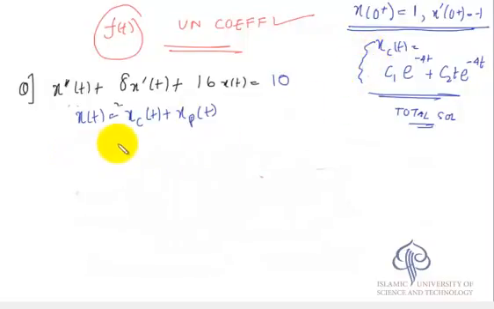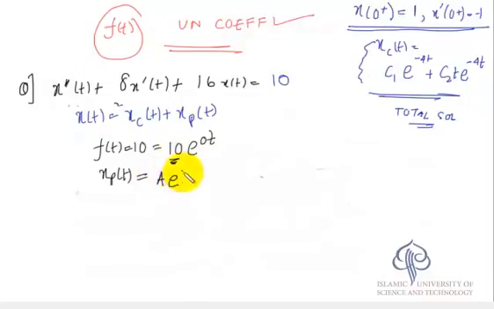The particular integral takes the form of the forcing function plus its derivatives. So the forcing function is a constant. f(t) is 10, which can be written as 10 e to the power 0t. So your particular integral, if you look at the table, this 10 is not going to remain the same. It's going to be some a or b or c, a constant, but this e to the power 0t is going to remain the same. So the particular integral is going to be a constant.